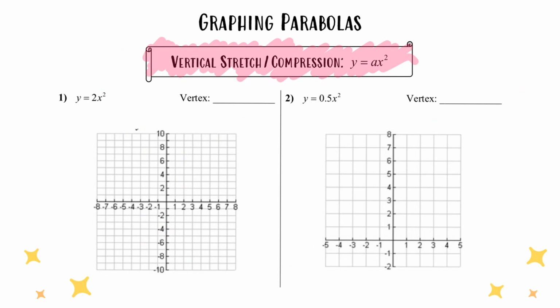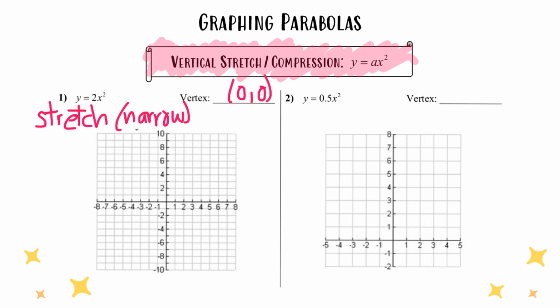Let's look at example number 1. We have y equals 2x squared. I have a number in front of the x squared, which means we are dealing with a vertical stretch or compression. Because this number is greater than 1, we know it has to be a stretch. And when we have a vertical stretch, remember, our parabola ends up being narrower than the parent function y equals x squared. Where is our vertex going to be? There's no number with the x, so there's no horizontal translation. There's no number after the x squared, so there's no vertical translation. Our vertex is going to be at (0, 0).